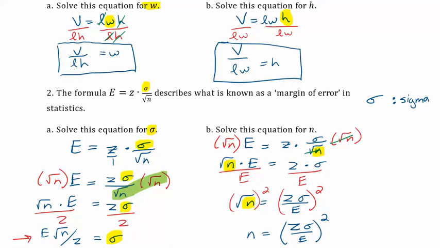What undoes square root? That's squaring. So we're going to square both sides. The square will undo the square root, and we'll be left with n equals the quantity z sigma over e squared. And that is the formula solved for n. Now I will say this particular example is probably one of the more difficult examples that we will do as far as solving for a variable. We're not going to get too much trickier than this one here, if at all.